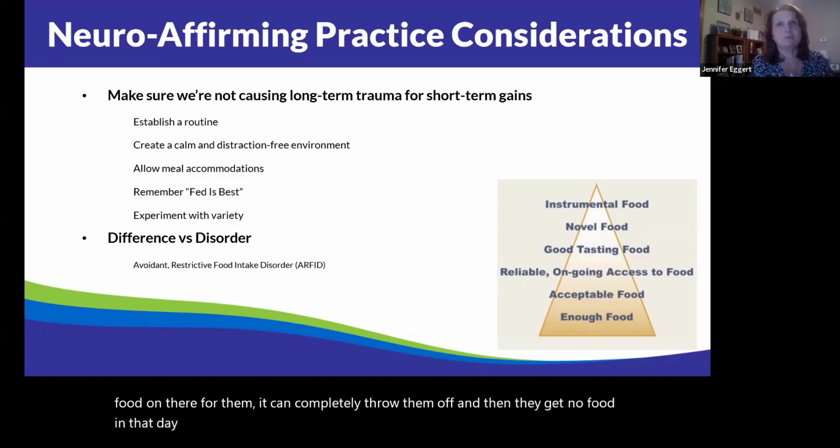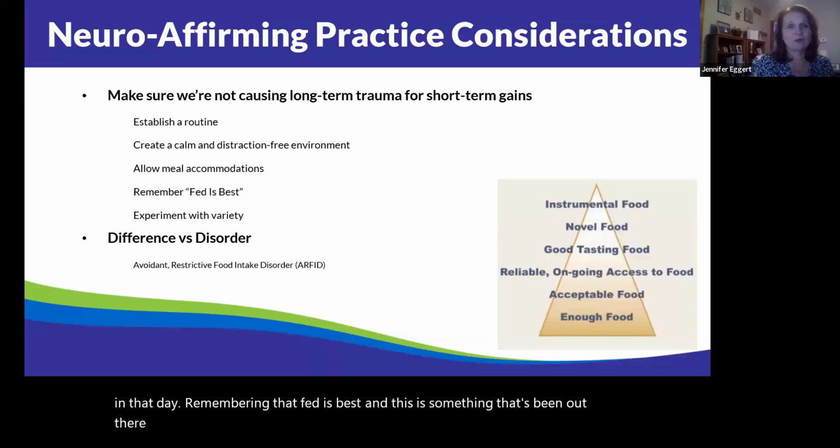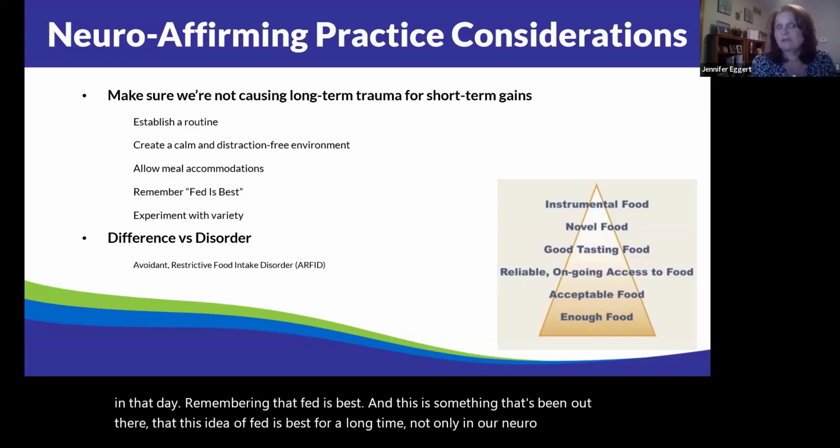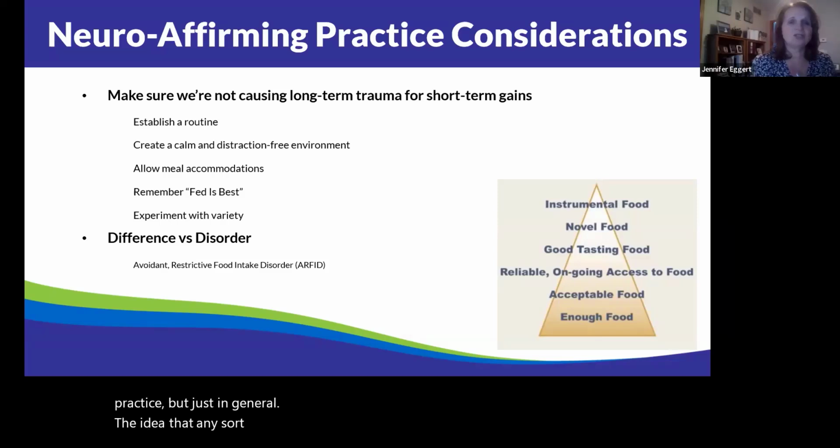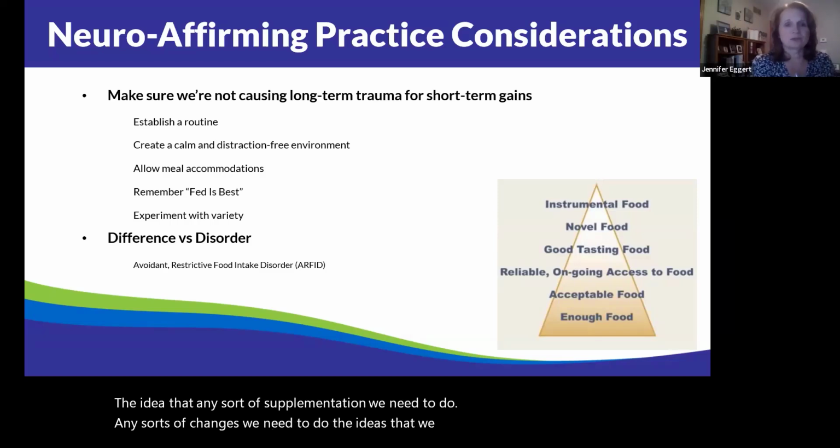Remembering that fed is best. And this is something that's been out there for a long time, not only in our neuro affirming practice, but just in general. The idea that with any sort of supplementation or any sorts of changes we need to do, we want the individuals fed, and that's what's most important, right?